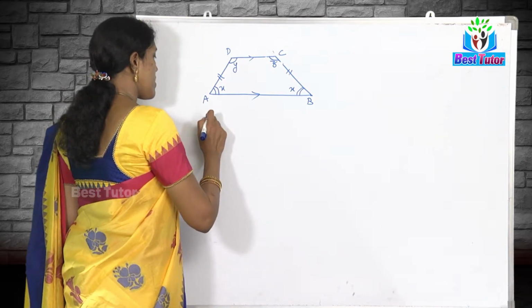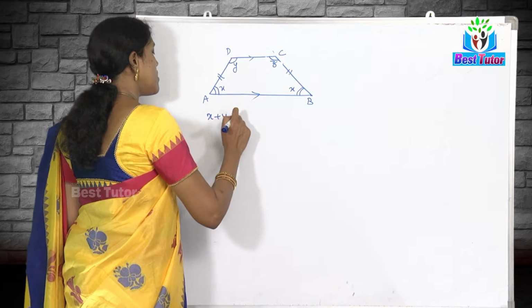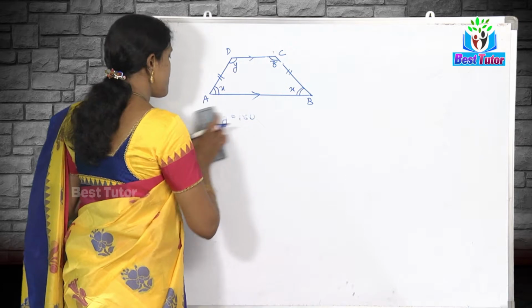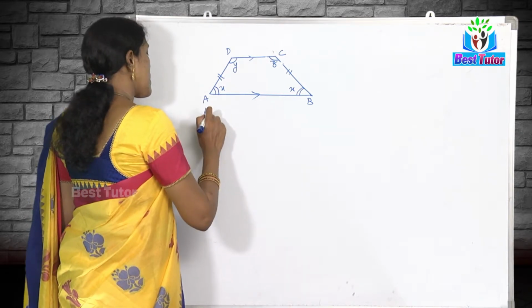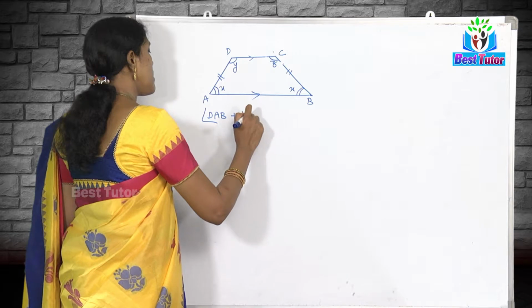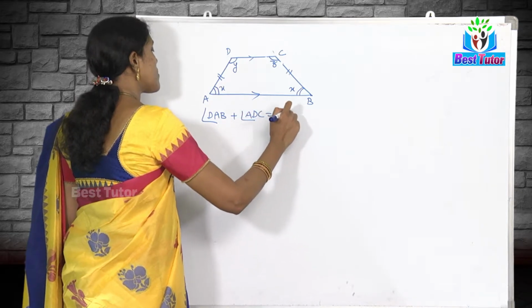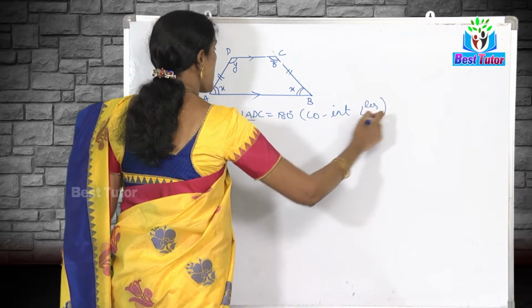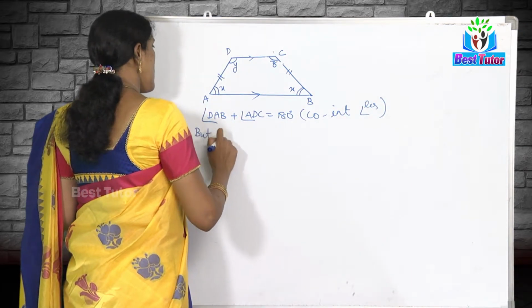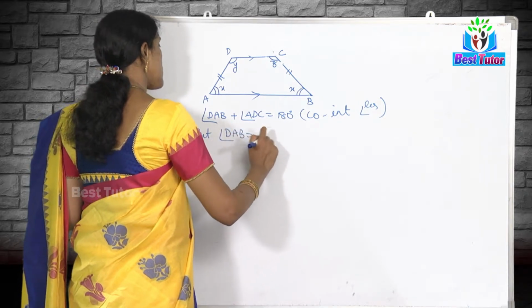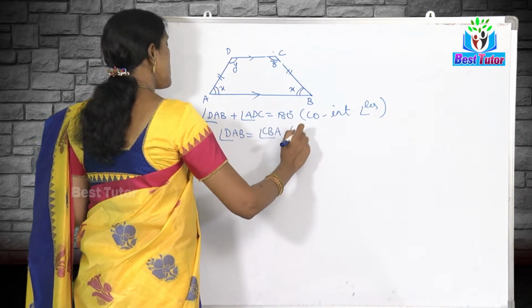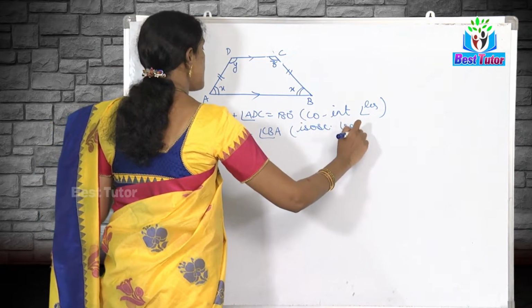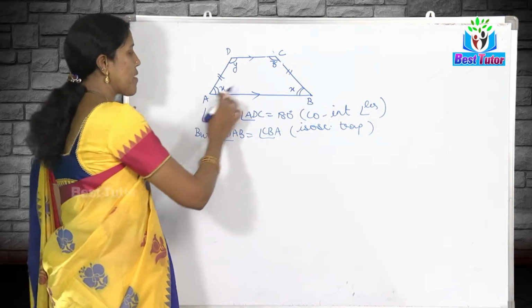Now, observe carefully that X plus Y is equal to 180 degrees. Reason? In particular, angle DAB plus angle ADC is equal to 180 degrees because co-interior angles are supplementary. But angle DAB is equal to angle CBA. Reason? Isosceles trapezium. This is an isosceles trapezium, so the base angles are equal.